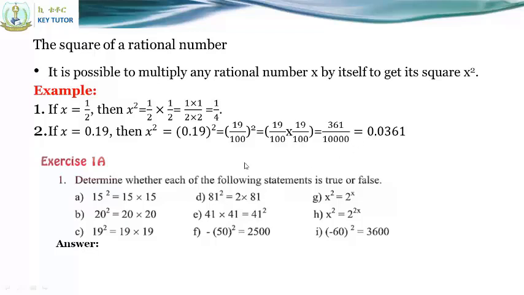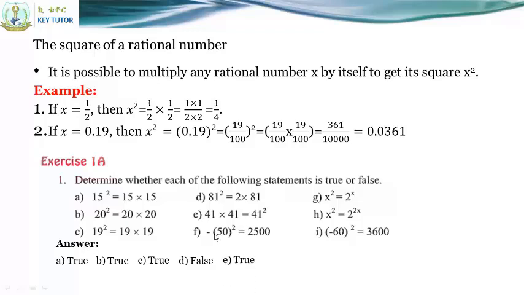Okay, now let's take an exercise. Here let us determine whether each of the following statements is true or false. Take 15 squared. Is it equal to 15 times 15? Obviously, yes, true. Take 20 squared. Is it 20 times 20? True. 19 squared. Is it 19 times 19? True. 81 squared. Is it twice 81? No, false. 41 times 41. Is it equal to 41 squared? No doubt. True.